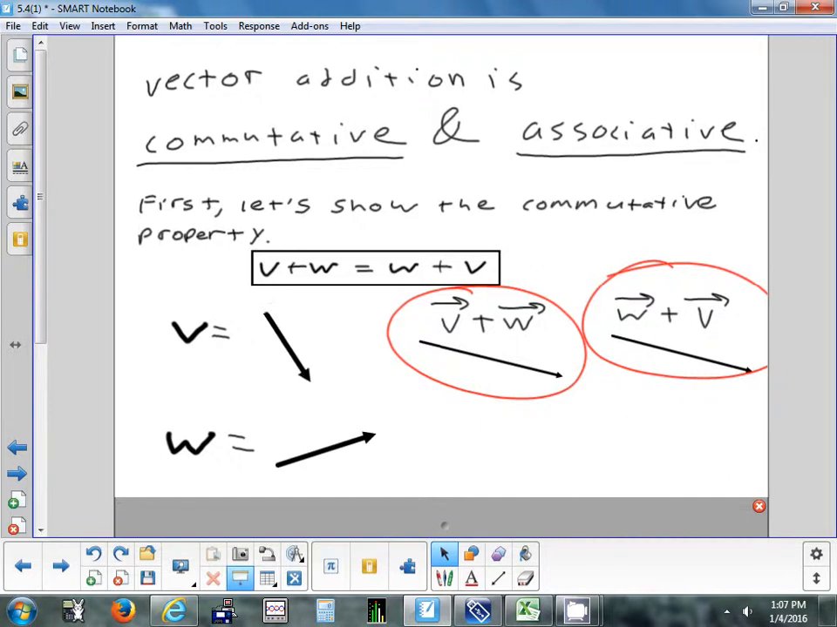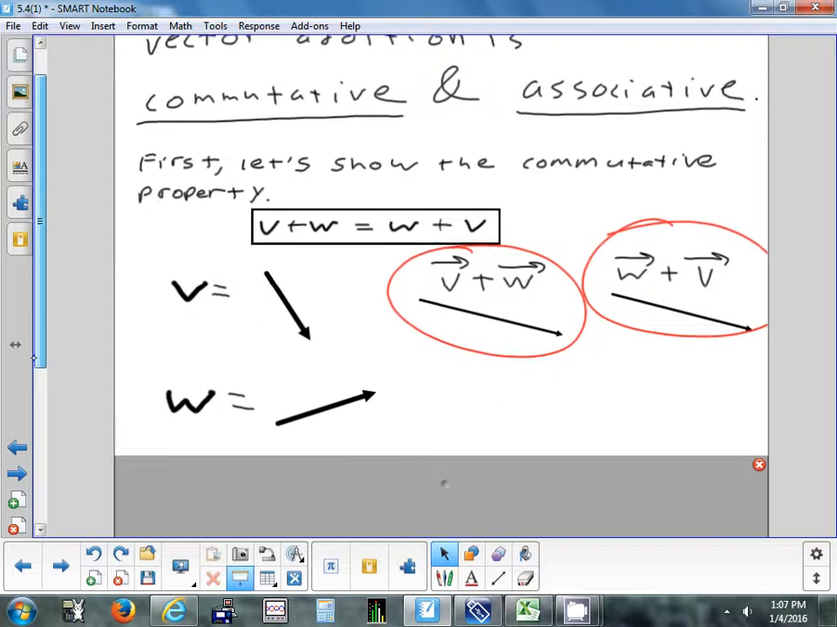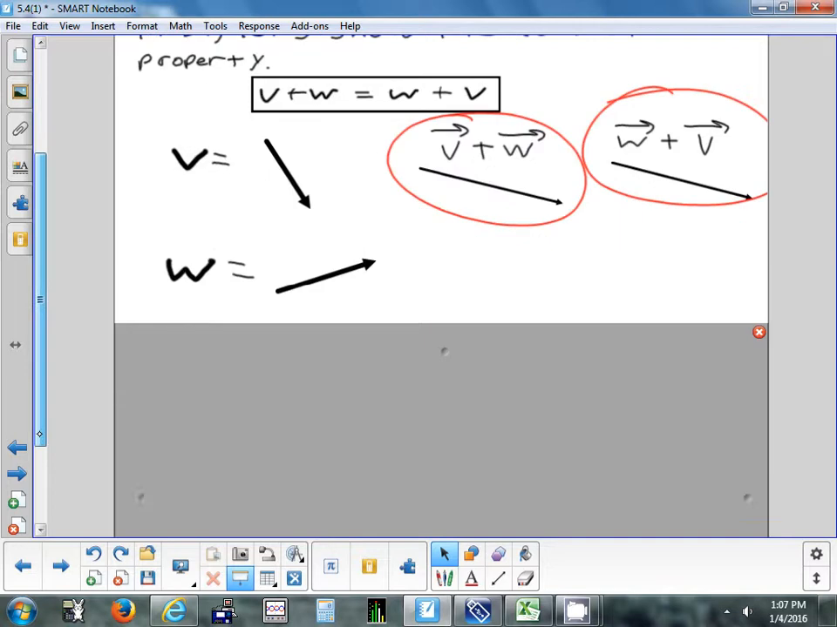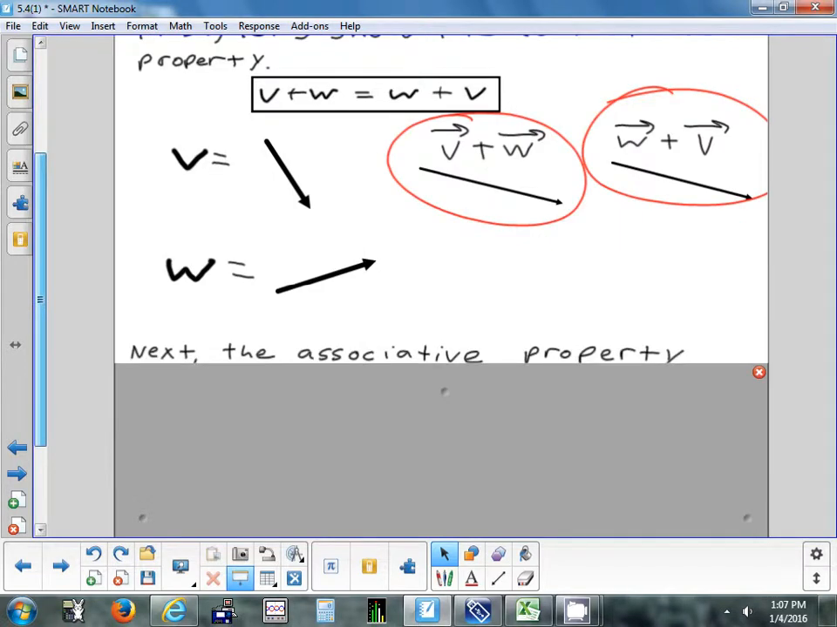Okay, my point is they come out the same. Kind of hard to draw in your notes because I'm moving things around, but if you can understand the idea of what I just did, that's what I'm going for. Questions on that? All right, so commutative, you can switch the order, you're okay. And maybe it's easier to switch the order for some reason when you're adding the vectors. If so, do it. It doesn't make a difference.